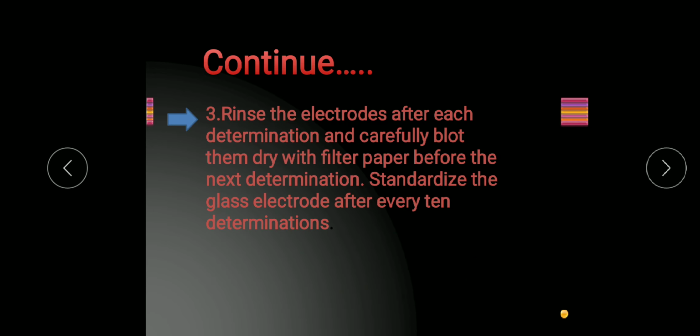Next, rinse the electrodes after each determination and carefully blot them dry with filter paper before the next determination. Then standardize the glass electrode after every 10 determinations.